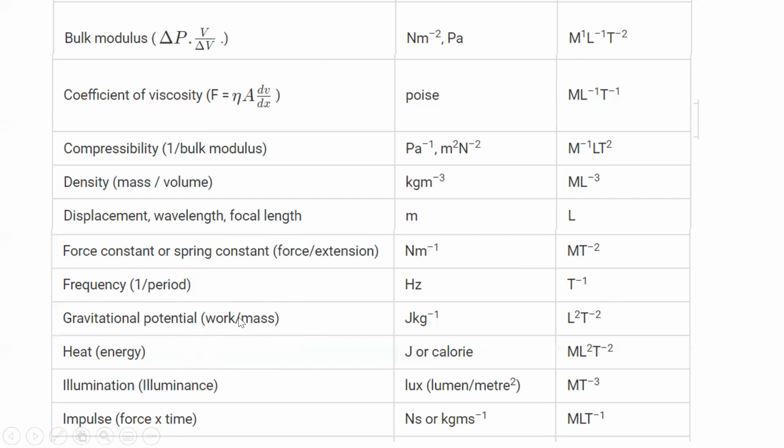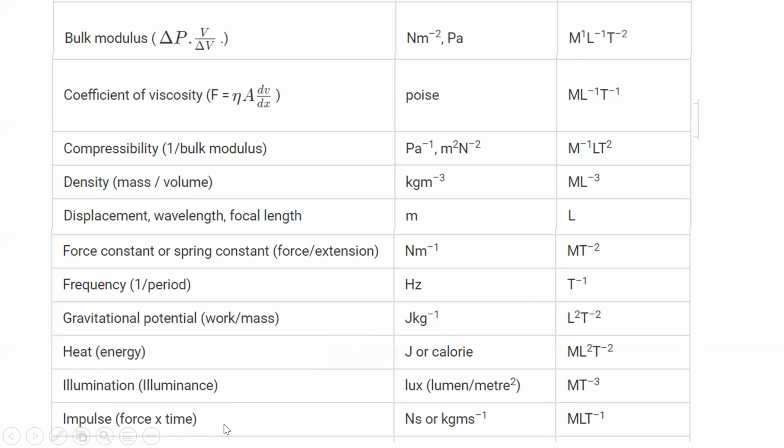So force, work divided by mass, mass gets cancelled, will be L square T raised to minus 2. That's it. Now heat. Heat is a form of energy. It has the same dimension as that of work. So like before we told that work or energy is force times distance. So M L T raised to minus 2 times L, which is M L square T raised to minus 2. Then illuminance, it is M T raised to minus 3.